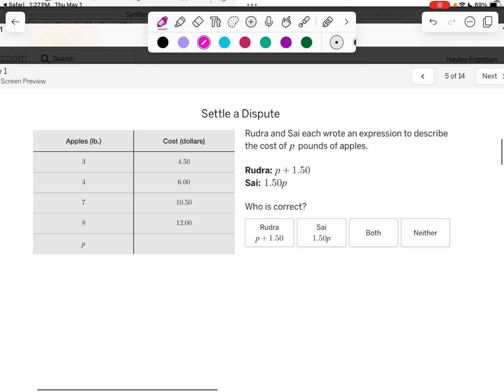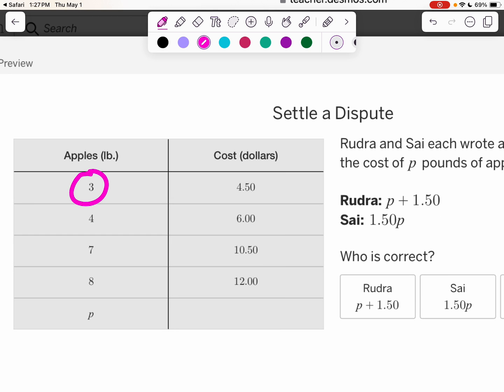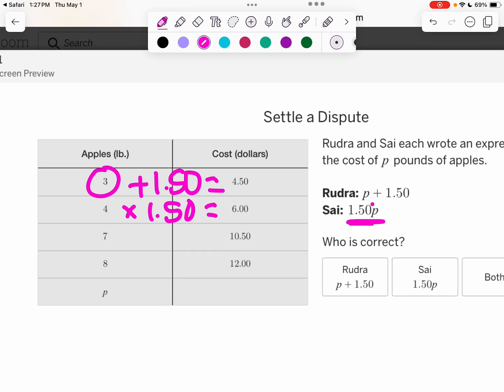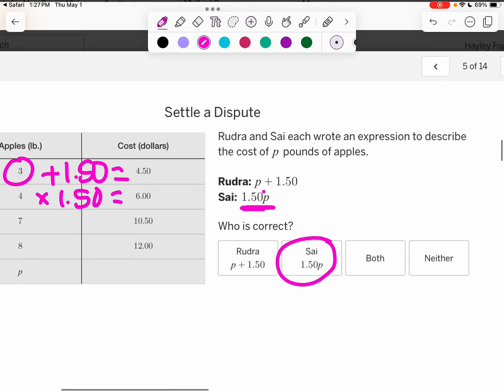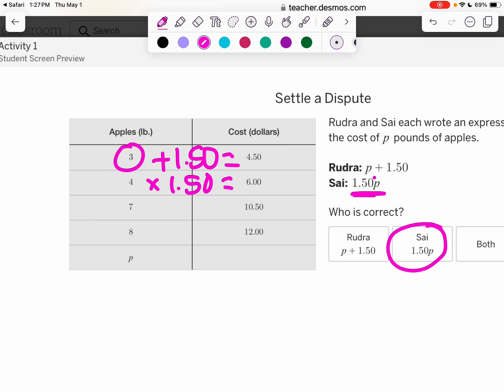All right, Rudra and Sai each wrote an expression to determine the cost of p pounds of apples. So Rudra said you take your pounds, so you would take 3 and add $1.50, and that's how you got your cost. Whereas Sai says you're taking $1.50 times p, so you're doing 4 times 1.5 to get 6. Who's correct? Well, we just learned in the last one that we need to multiply by 1.5, so it is Sai. Rudra's works for the first one, but it wouldn't work down here.